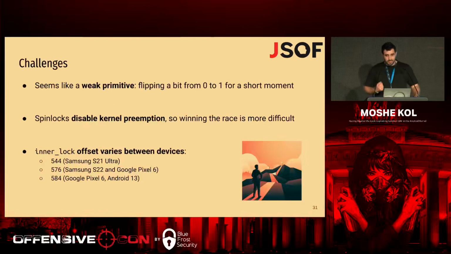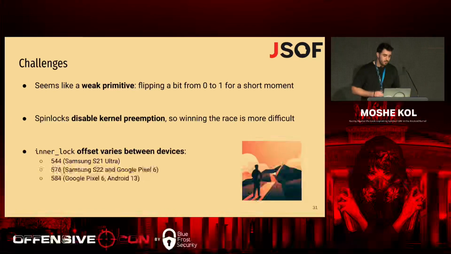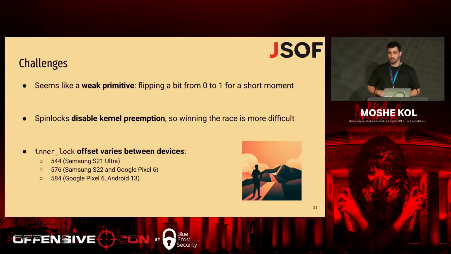So when we face the task of coming up with an exploit for such a vulnerability, we face multiple challenges. So the first is that it seems like a very weak primitive on the face of it, like flipping a bit from 0 to 1 for a very short amount of time. So what can we possibly do with it?